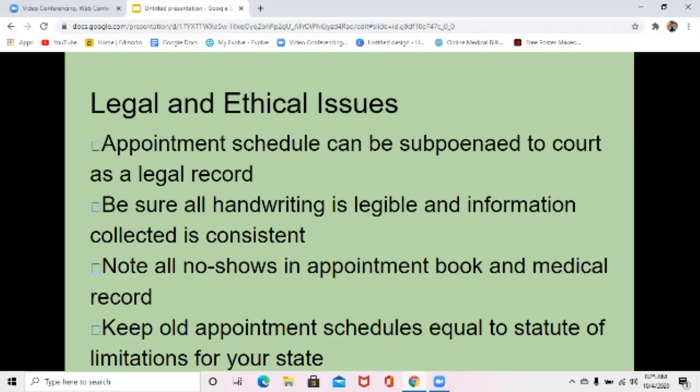Okay, I'm going to be able to get this out, guys. You should keep the oldest appointment book that meets the statute of limitations for your state. There we go, I got it. Okay, that is the end of our slideshow.